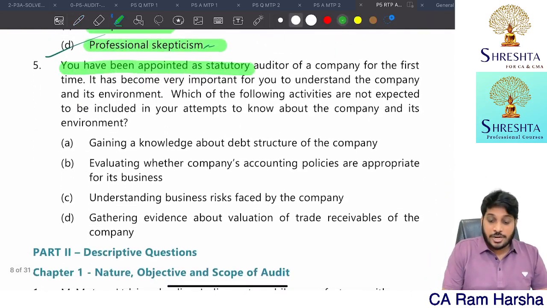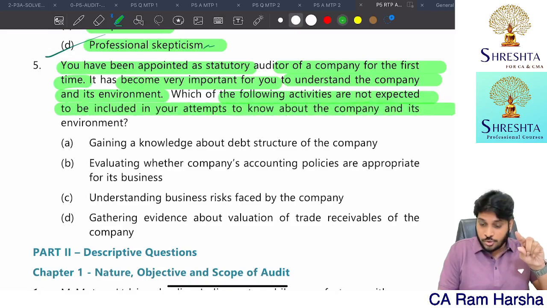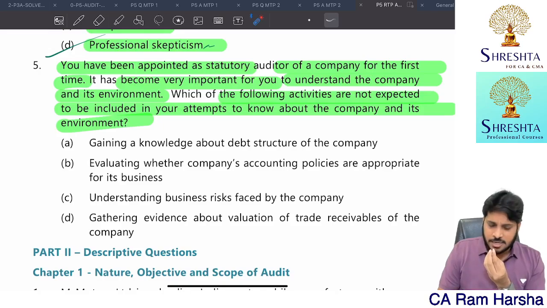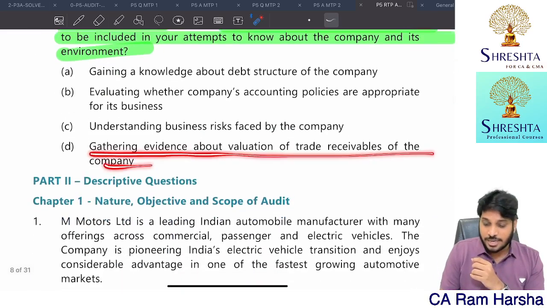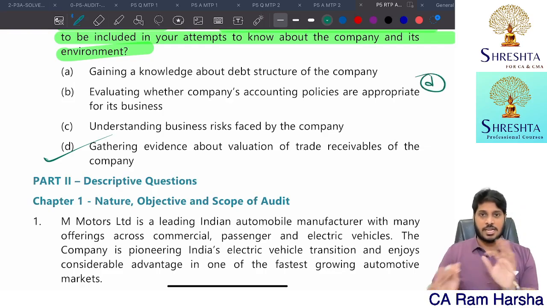You have been appointed as a stat auditor of a company for the first time. It becomes very important for you to understand the company and its environment. Which of the following activities are not expected to be included to know about the company and its environment? While understanding entity, we try to gain knowledge about the structure of the company, capital structure, debt structure, evaluating whether company's accounting policies, yes, we understand. Understanding business risk, we do risk assessment. Gathering evidence about receivables, that's a further audit procedure. That's not a risk assessment procedure. So the answer is D.